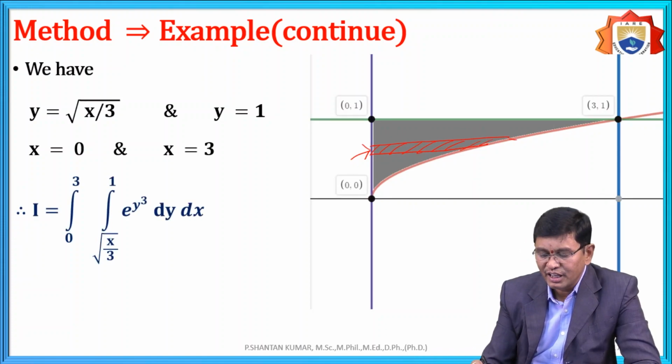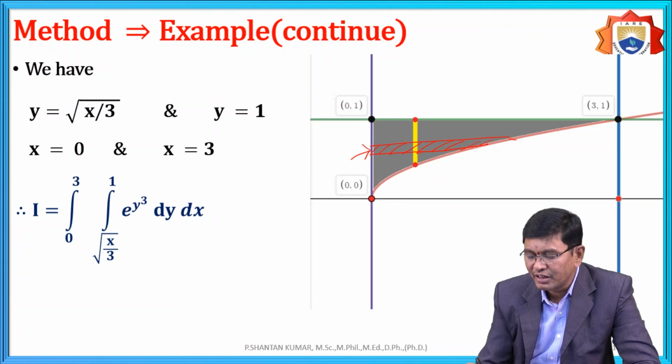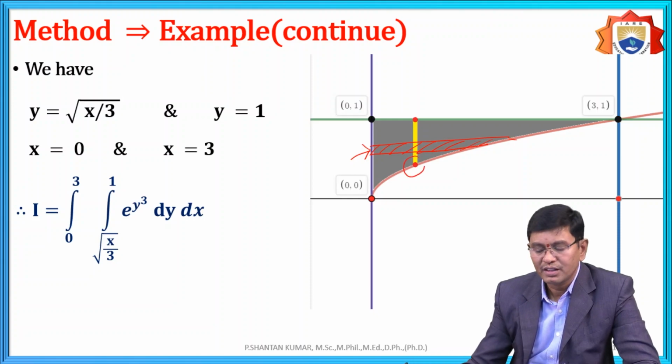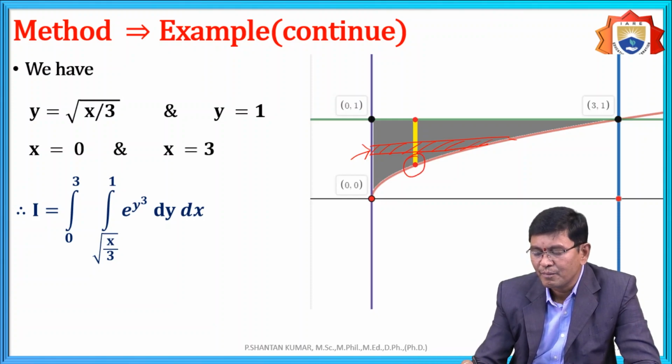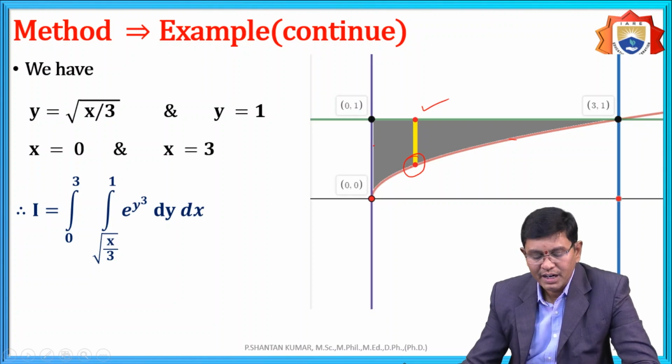And based upon that, here it is vertical. Here we need to find out the lower part, which is a parabola, and the upper part is that line. Based upon this, the lower part is a parabola, that means y is equal to root of x by 3, the upper part is y is equal to 1, and the rest of the values are x is equal to 0 to 3.